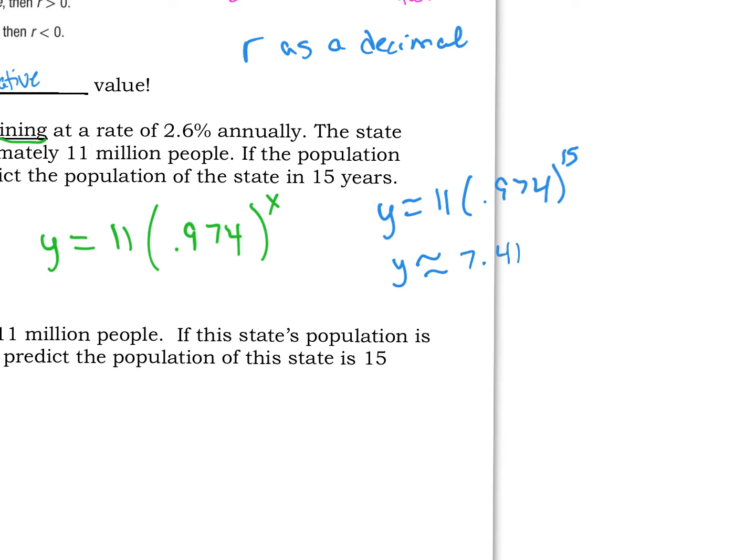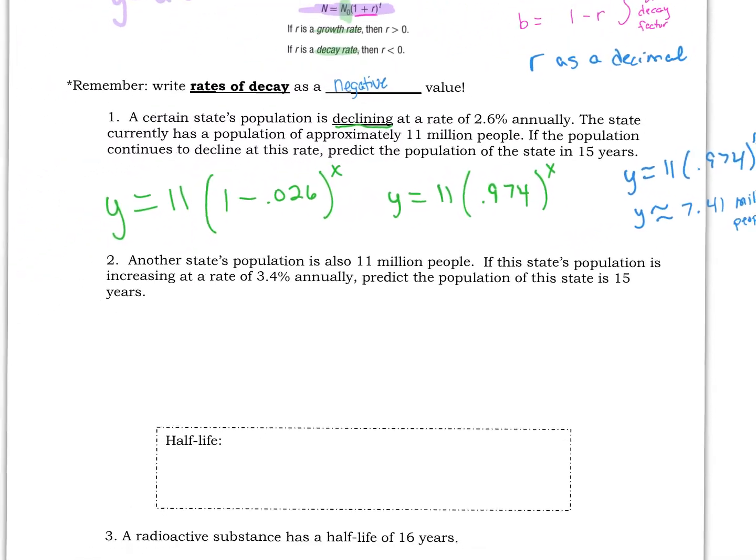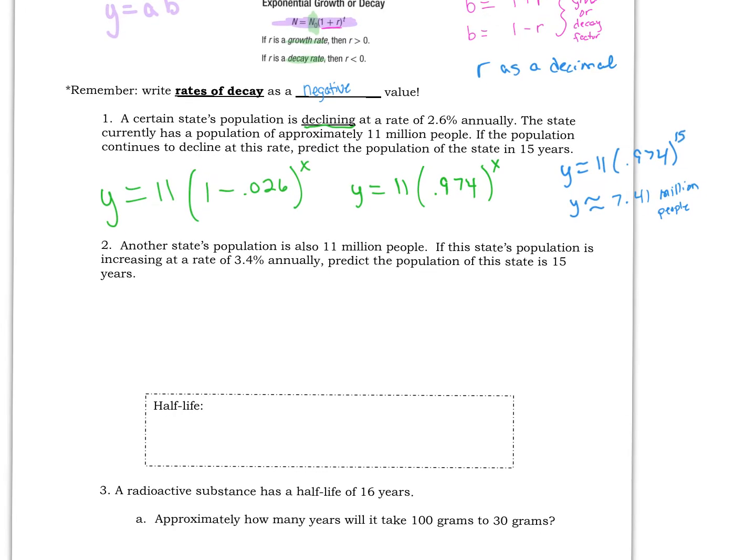We have got to give all of these problems context. We are not just going to have numbers. That's the other part of the application: we want to include the context, so we need units. So this is 7.41 million people, right? Because our numbers were in millions before. Questions on that? Pretty straightforward, I think.